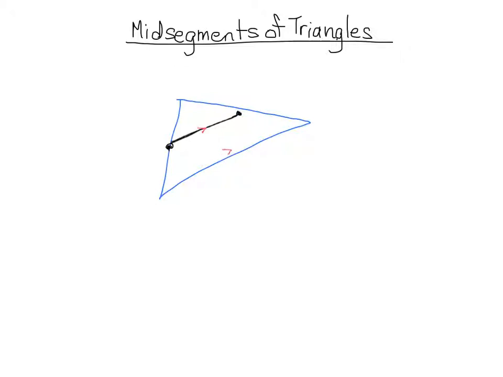Well, if you said 3, you are correct. If we have a triangle here, I'll just redraw it. There is a midsegment that's parallel to the segment at the bottom, one parallel to the segment on the left, and one parallel to the segment on the right. So there are 3 midsegments in every single triangle.